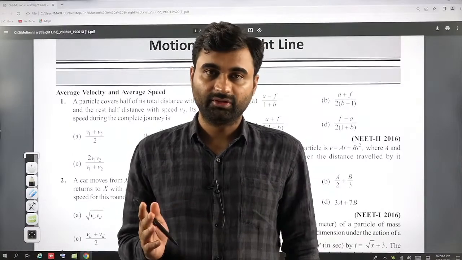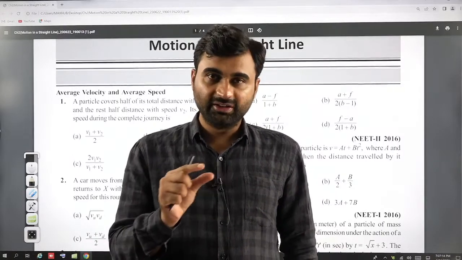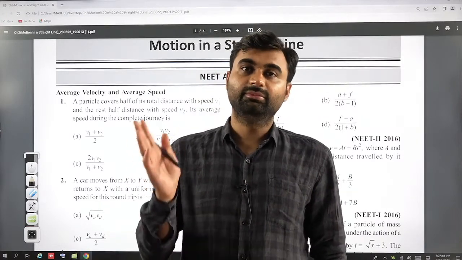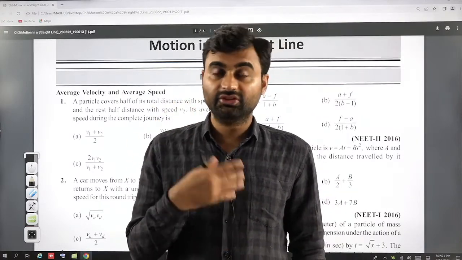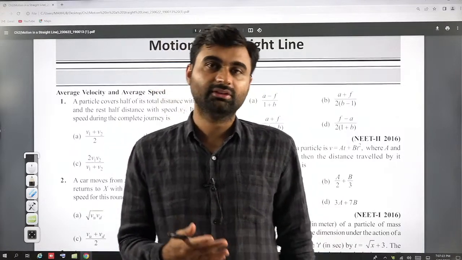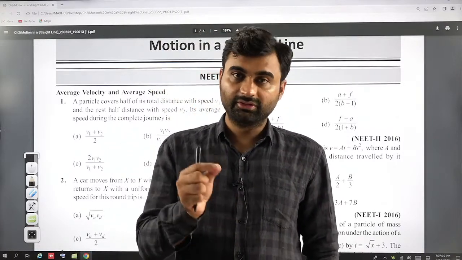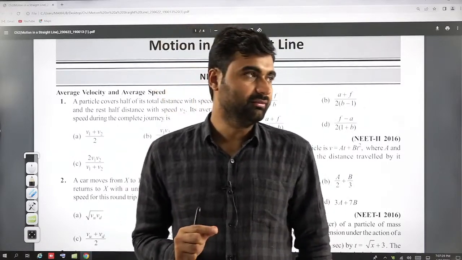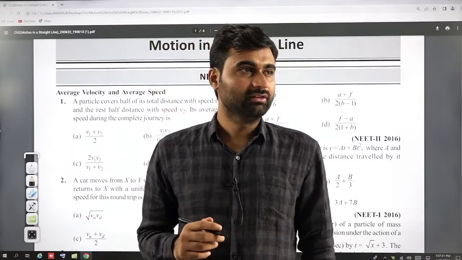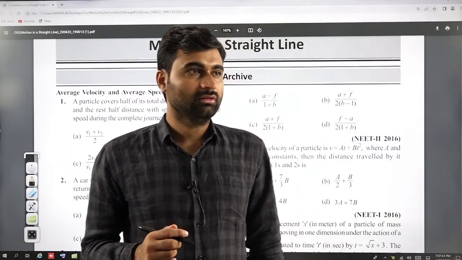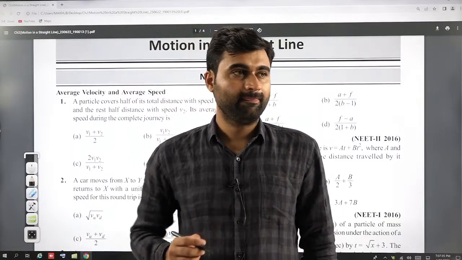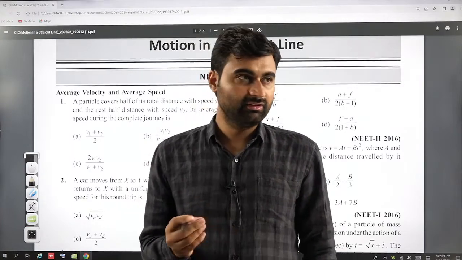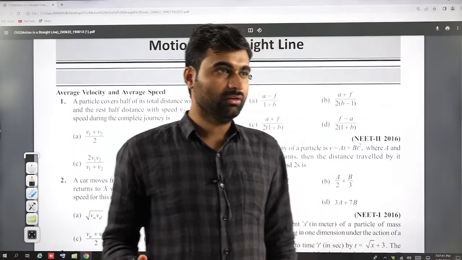distance time graph and displacement time graph. What are the possibilities, which graph can be displacement time graph, which graph can be distance time graph, which graph can be velocity time graph, speed time graph and acceleration time graph. So we discussed these points, right?